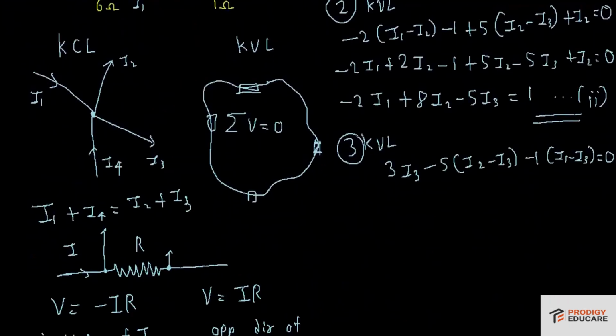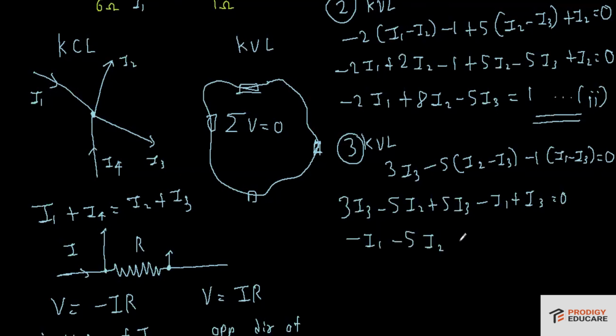Again, I have to rearrange the terms. So this becomes 3 times I3 minus 5 times I2 plus 5 times I3 minus I1 plus I3, which equals 0. Now rearranging the terms, what I'm getting is minus I1 minus 5 times I2 plus 9 times I3 equal to 0. And this will be our equation 3.